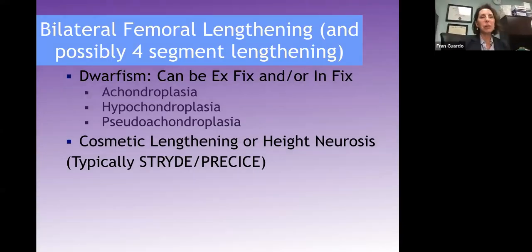Okay, so with bilateral femoral lengthening and possibly four-segment lengthening, we use it to treat a variety of conditions. Dwarfism is the most common. It can be an internal fixator or external fixator or a combination. We use it with achondroplasia. We use the four-segment lengthening with hypochondroplasia and pseudoachondroplasia. Also, we use it with cosmetic lengthening. We do some cosmetic lengthening, and we will go on.